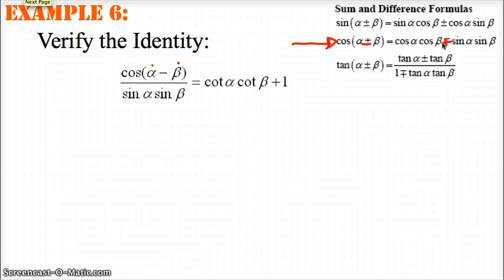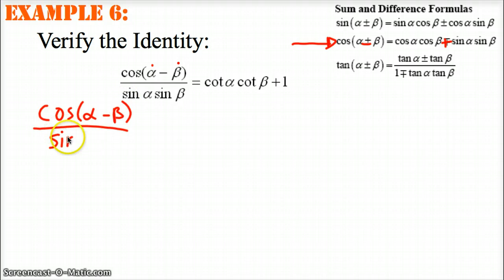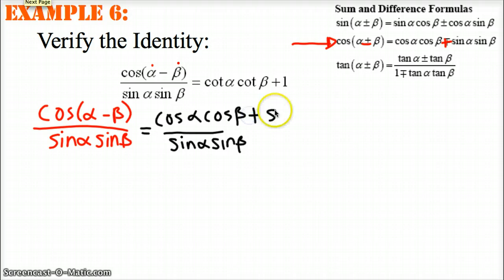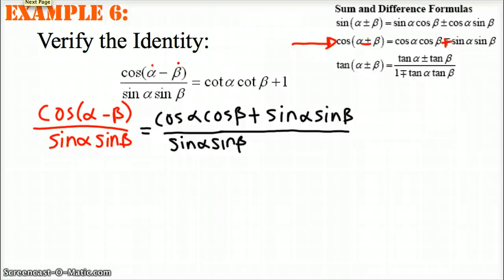So I'm going to start with the left side, cosine of alpha minus beta over sine of alpha sine of beta. And I'm going to use that difference formula to transform the top. So the bottom is going to stay the same for now, and I'm going to transform the top according to the formula. So it's going to give me cosine of alpha cosine of beta plus sine of alpha sine of beta. So I have all sines and cosines, that's helpful, and I don't have any sums or differences inside of the function like I did at the beginning.